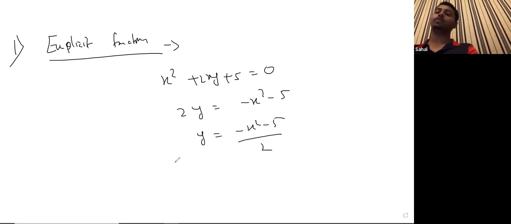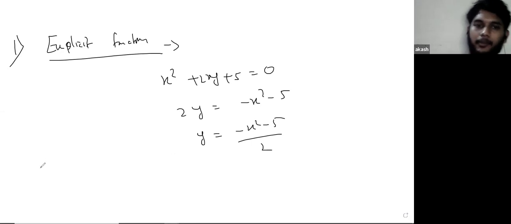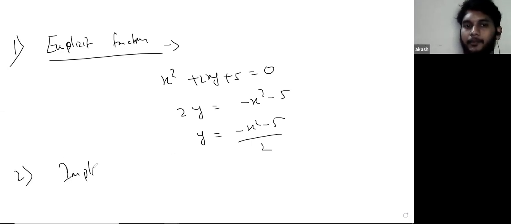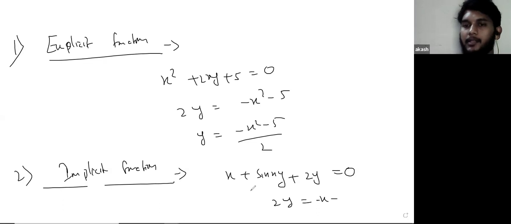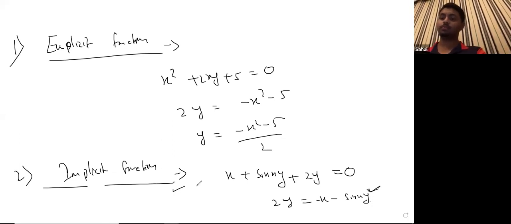And then you can differentiate y in terms of x, d by dx. And what is an implicit function? Implicit functions are the functions in which we cannot separate y and x. Suppose I write x plus sin xy plus 2y is equal to 0. We can write 2y equals x minus sin xy, but still there is a y here. So we cannot separate y and x individually. That will be an implicit function. This is clear?